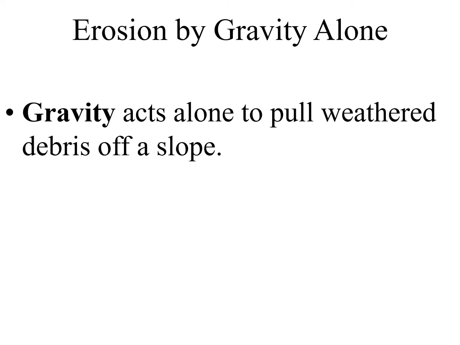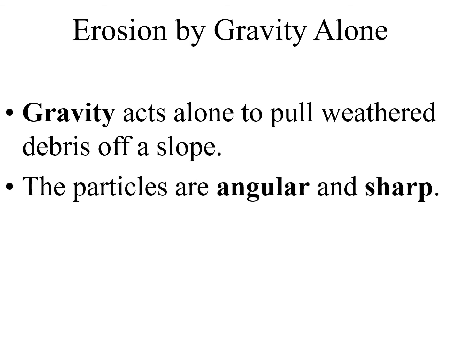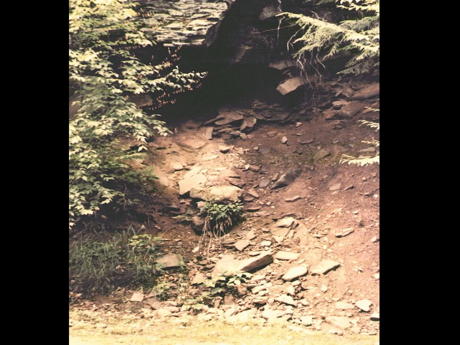Sometimes gravity acts alone to erode stuff. If you have a mountain and part of it breaks loose and just falls down into the valley, that's just gravity. The particles are going to be angular and sharp. No rounding is going to occur. So here would be an example. You can see whatever rocks are above this are just breaking loose and falling down, mostly very angular and sharp rocks.